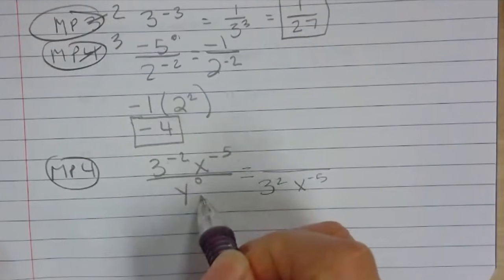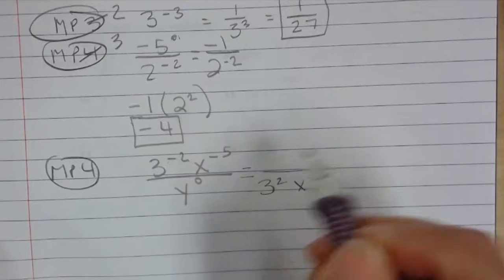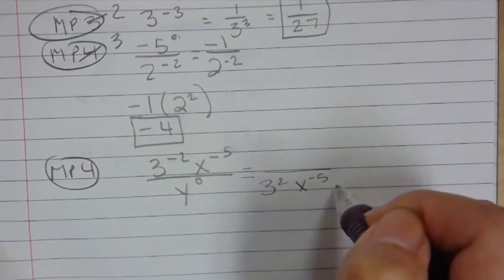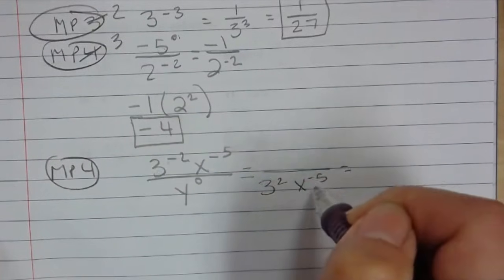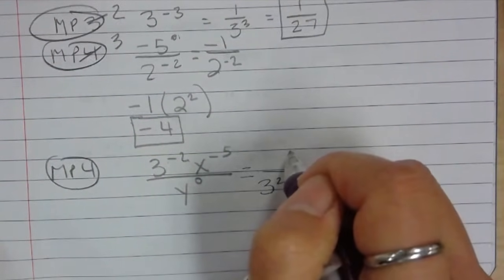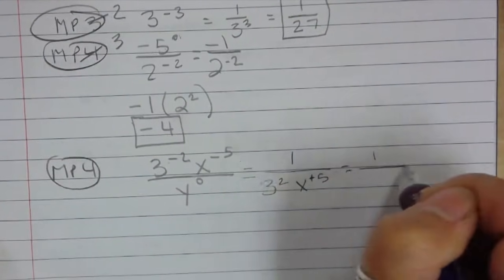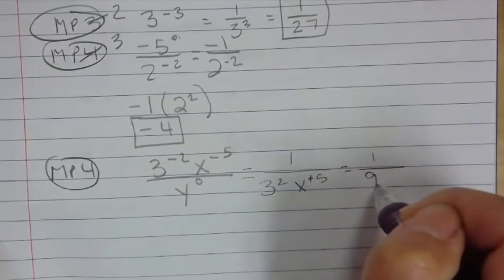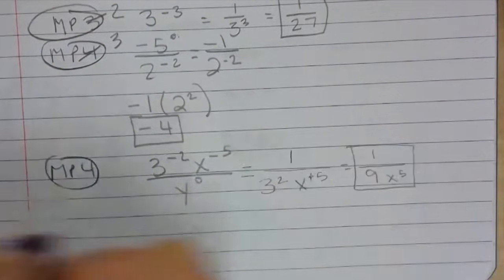Now, look here at the bottom. Y to the 0, that's a 0 power. So anything to the 0 power is just positive 1. So let's just simplify this. And if you notice I made a mistake here, it should be x to the positive 5. There's nothing upstairs, which means it's just going to be left as a 1 in the numerator. So now we're going to simplify the bottom. 3 squared is 9, 9x to the 5th. And that's your answer.